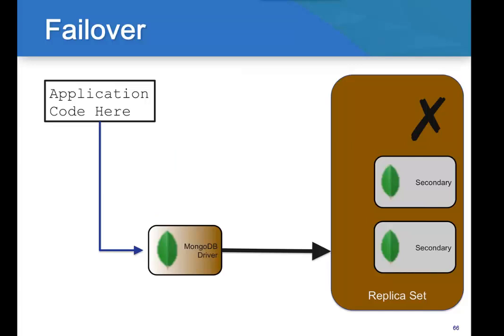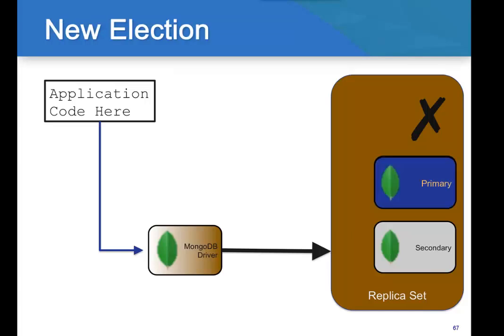So after that exception occurs, there's going to be an election. A new node will be elected as primary, and the MongoDB driver will detect that and will connect to it, and your application can proceed. However, an important thing to note is this election takes time. It takes about 15 to 30 seconds, which is a lot of time in computer time.